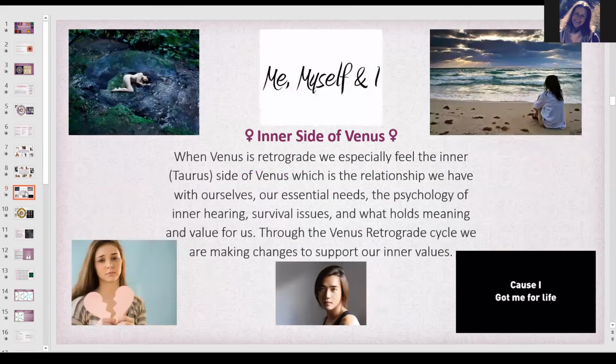The inner side of Venus: when Venus is retrograde, we especially feel the inner Taurus side of Venus, which is the relationship we have with ourselves, our essential needs, the psychology of inner hearing, survival issues, and what holds meaning and value for us. Through the Venus retrograde cycle, we are making changes to support our inner values.